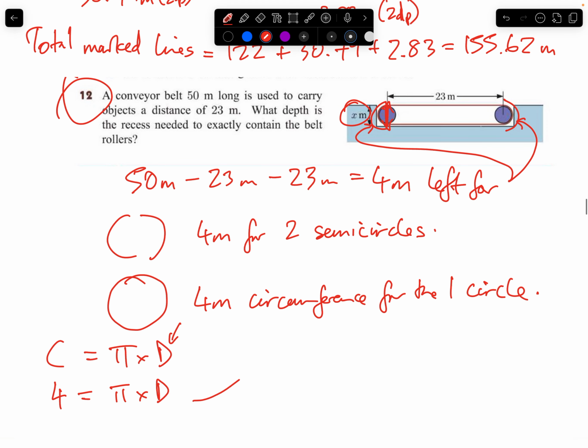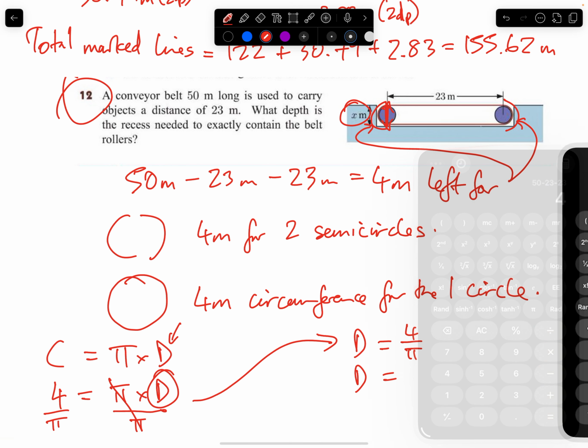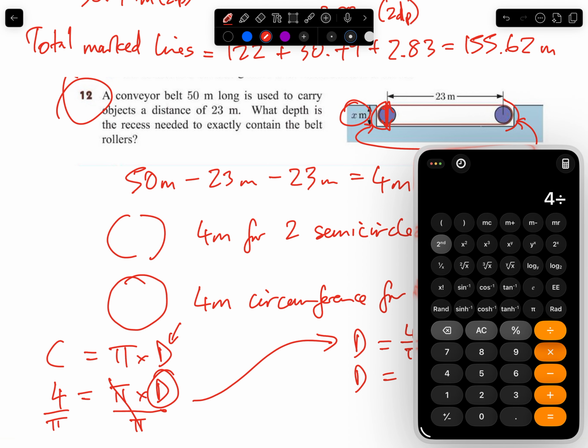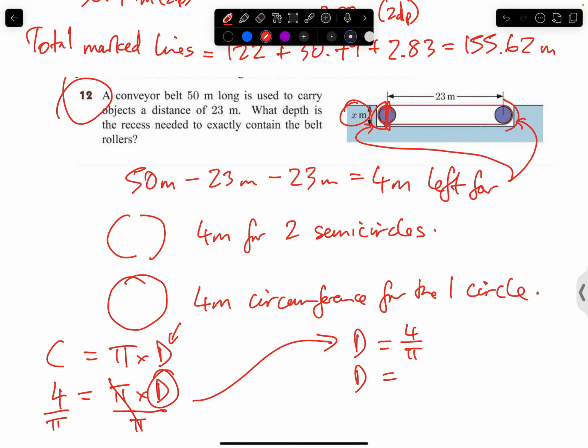If I want to find d, if I want d by itself, I need to do the opposite of multiplying by pi, which is dividing by pi. So d is going to be 4 divided by pi, those pi's cancel. That's 1.27 meters, rounded to 2 decimal points. Therefore, x, which we're trying to find, is 1.27 meters.